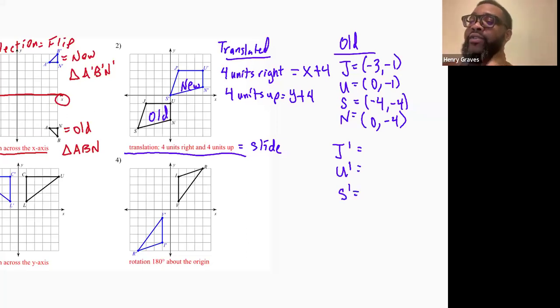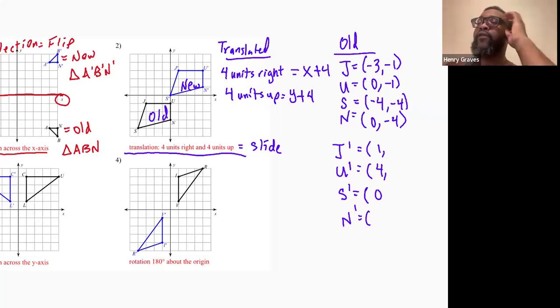In the case of J, if I add 4 to -3, my new J is going to be +1. Let me define the X numbers. So 0 plus 4 is going to be 4. S is -4 plus 4, which is 0. And the new N is also going to be 0 plus 4, which is 4. And then for my Y numbers, I'm going to be adding 4 to those as well. So this is going to be 3. -1 plus 4 is 3. -1 plus 4 is also 3 here.